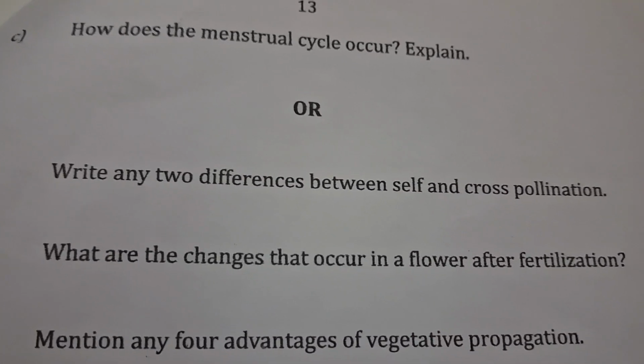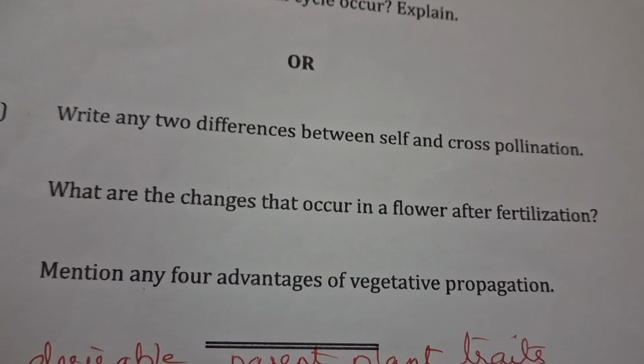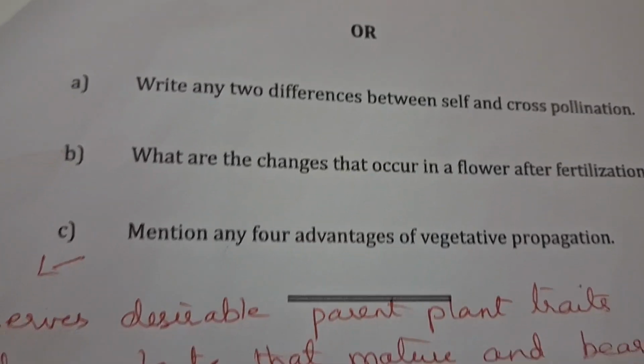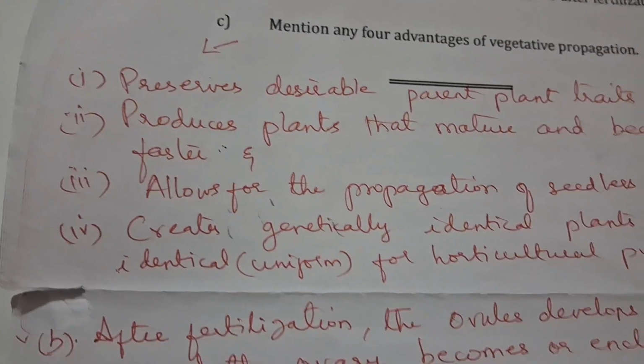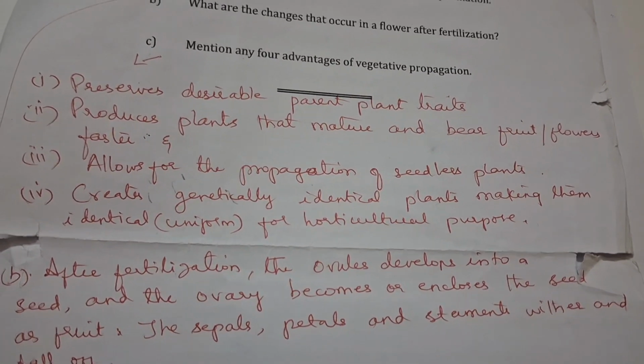Write the difference between self and cross pollination. Changes that occur in a flower after fertilization. Mention any 4 advantages of vegetative propagation. Few answers I have written in the question paper itself. I'll give a picture of that. You can just view it.